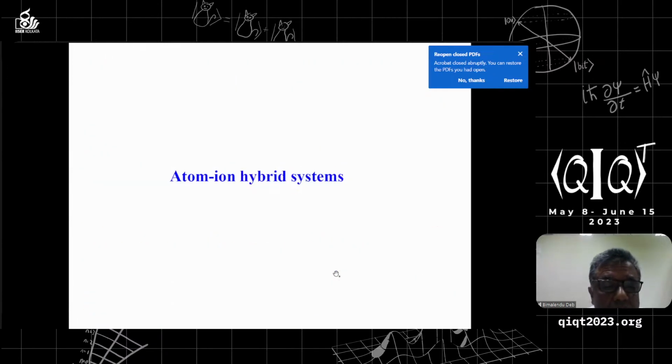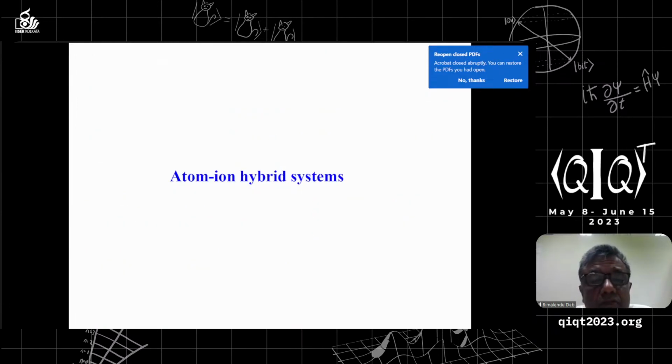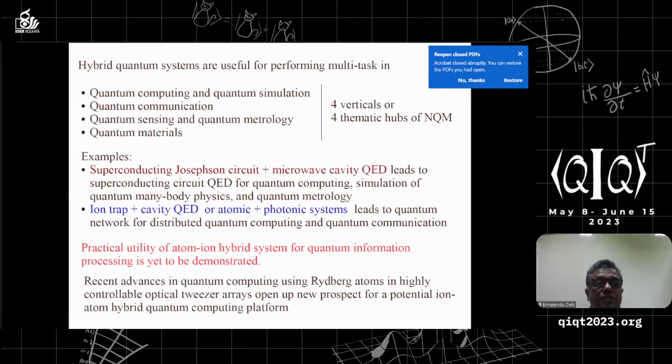And then we have this ion-atom system. So this is today's discussion. The subject of today's discussion is the ion-atom hybrid system. But in the ion-atom hybrid system, quantum gate operation is yet to be demonstrated. But it has new prospects for making an interesting system for quantum computing and other quantum tasks. Okay, so, the ion-atom hybrid system.